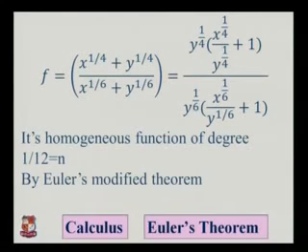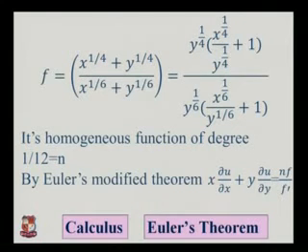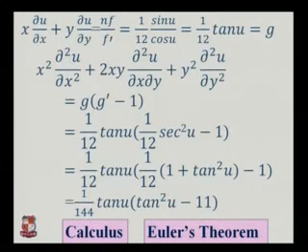So by Euler's modified theorem, we have x del u by del x plus y del u by del y is equal to n f upon f dash. So n is 1 by 12, f is sin u, the derivative is cos u, so sin upon cos is tan u, that is our g.